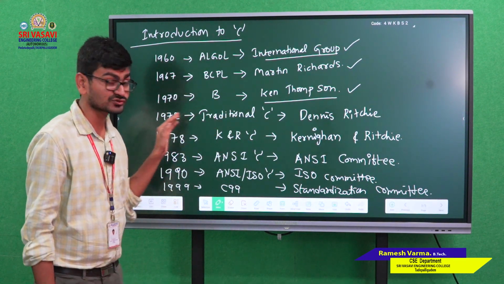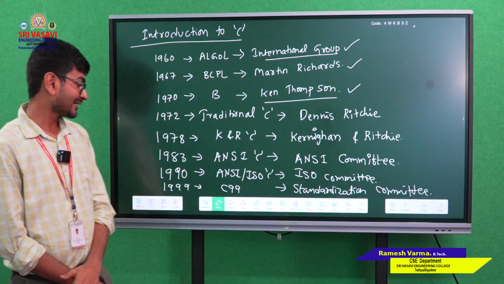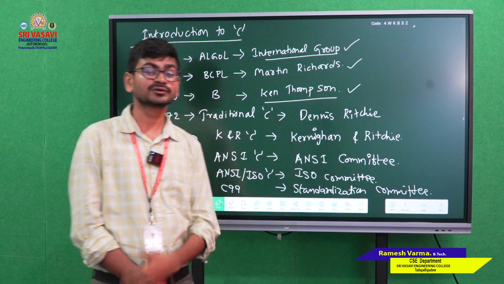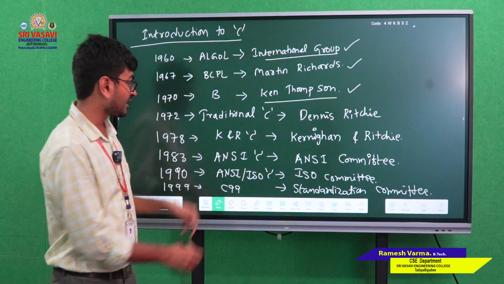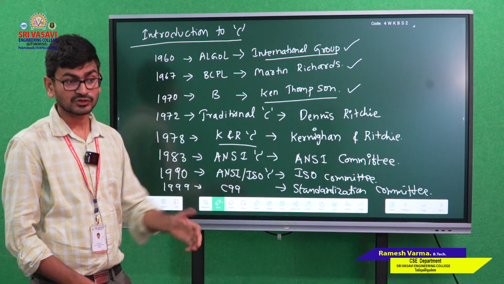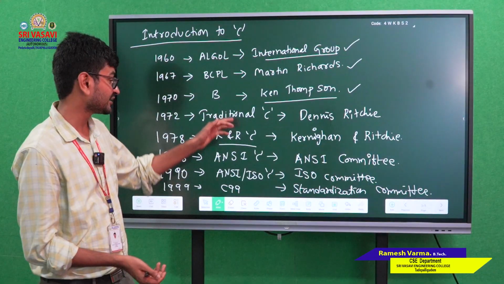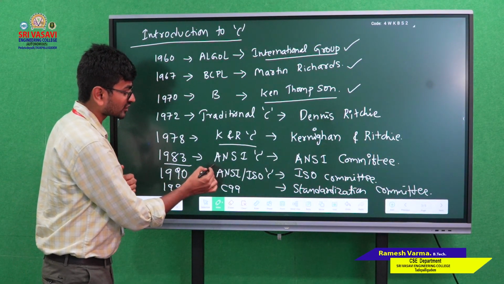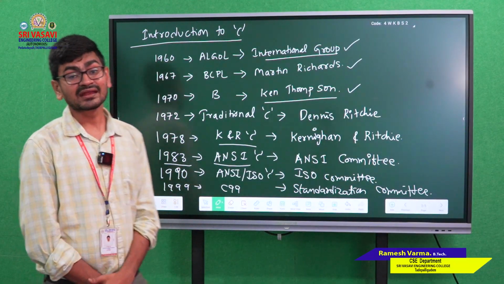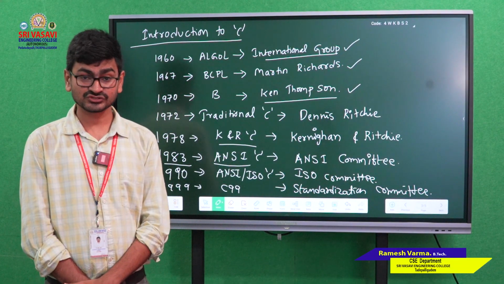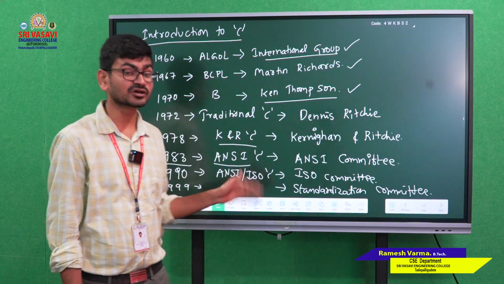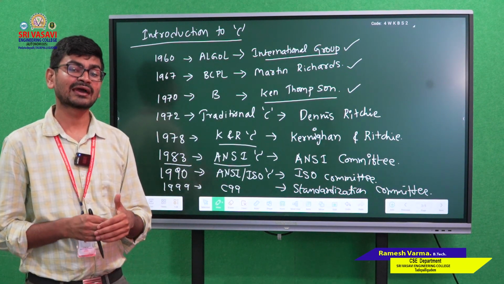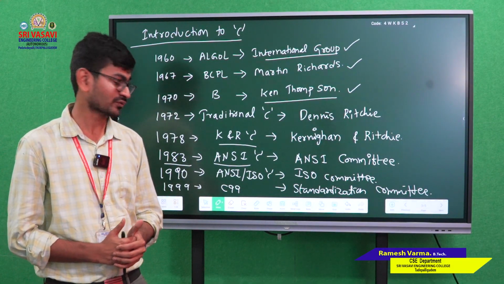C language was introduced in the year 1972, but later in 1978, Kernighan and Ritchie both developed K&R C, because they developed some more features in addition to the traditional C. In 1983, there was an organization called ANSI. ANSI stands for American National Standards Institute. This institute, or this group of people, standardized the C language. That means they introduced some rules in the C programming language.